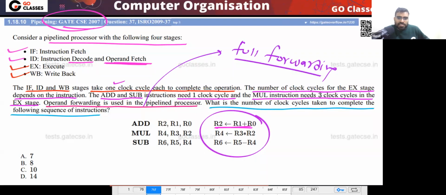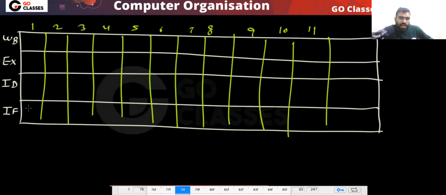So for the first instruction, there is no problem. Do we have any dependency from anywhere else for the first instruction? There is no problem, you can execute this. The add instruction is taking only one cycle in every stage. So this add instruction will go here, then here, then here, and that's it. This is your add instruction.